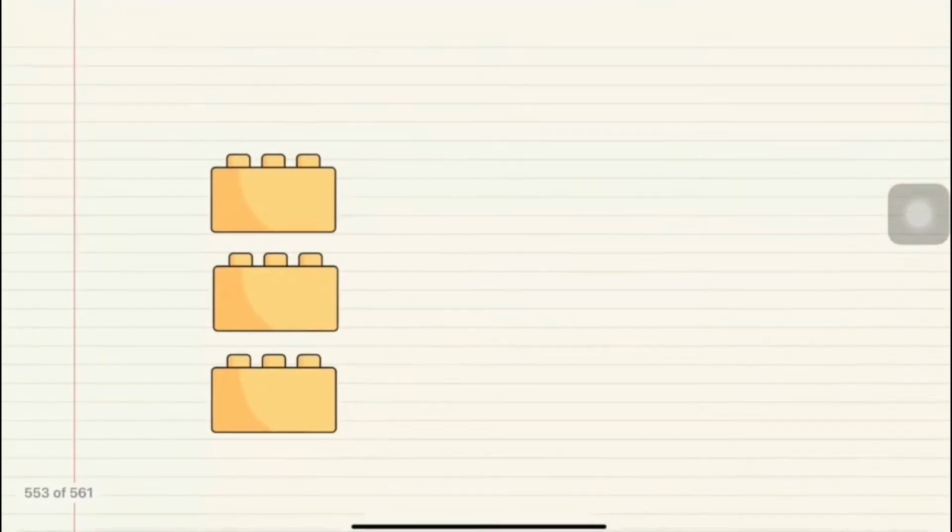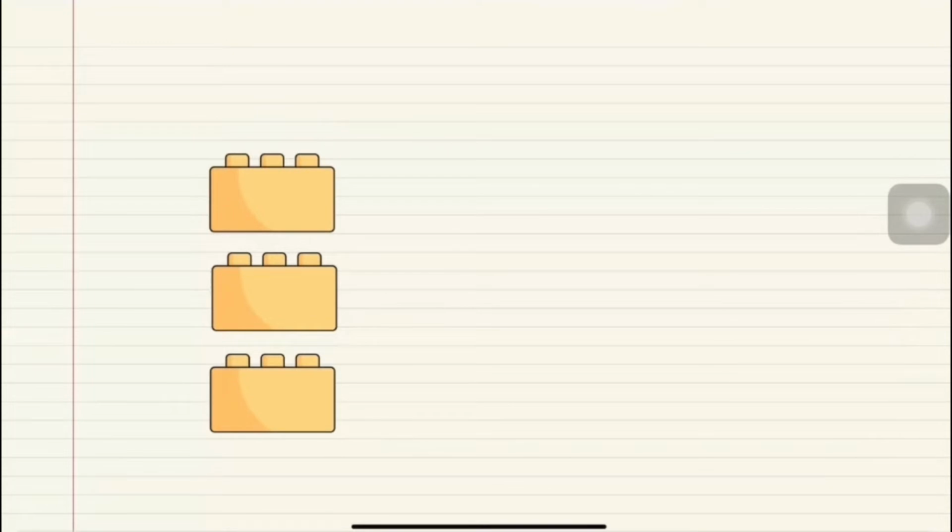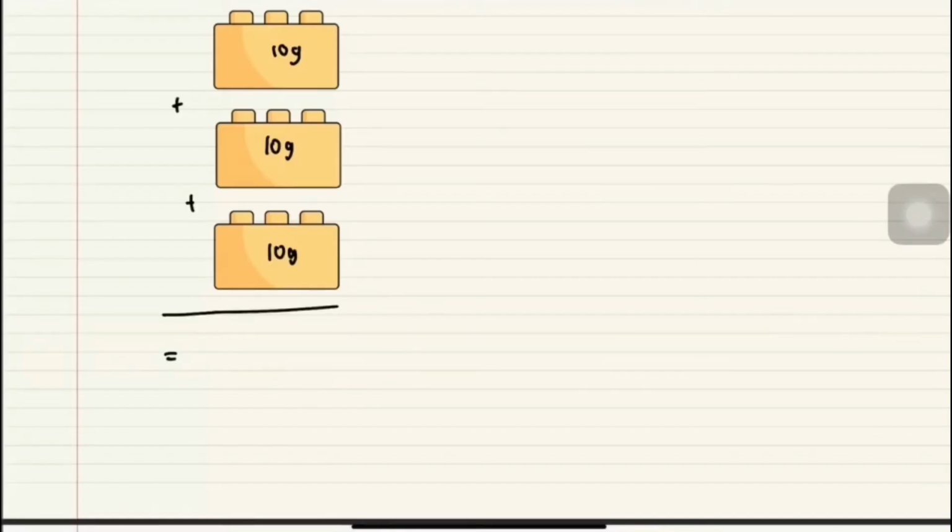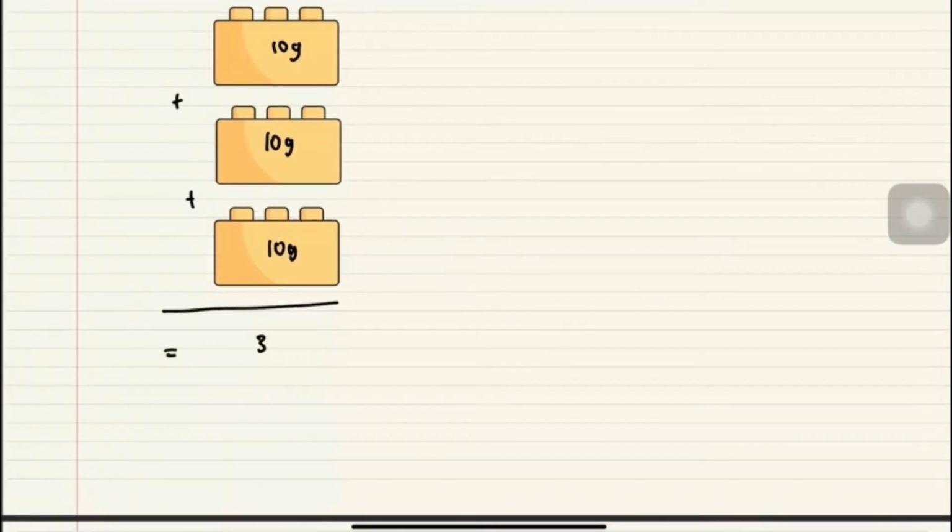If you want to talk about mass defect, I try to make this one as simple as possible. Contoh, let's say you have 3 pieces of Lego, and each Lego weighs 10 gram. If you add up all this weight, supposedly kamu dapat berapa? 30 gram, right? This is what it should be.